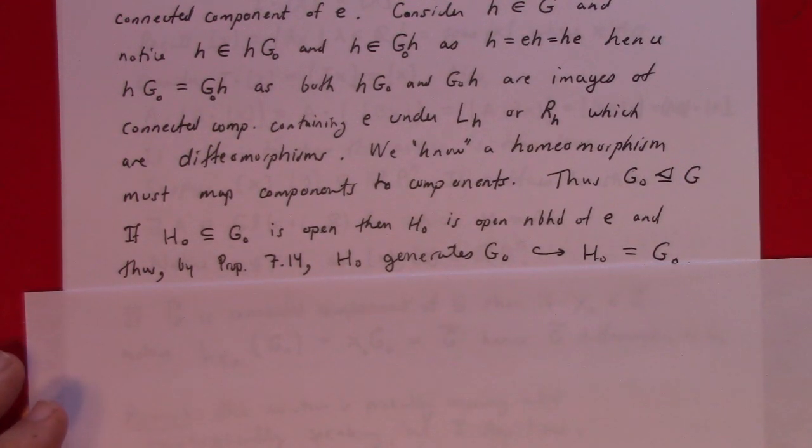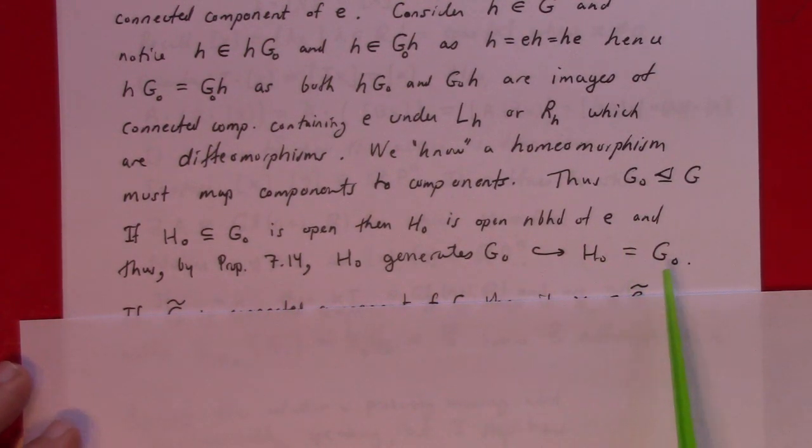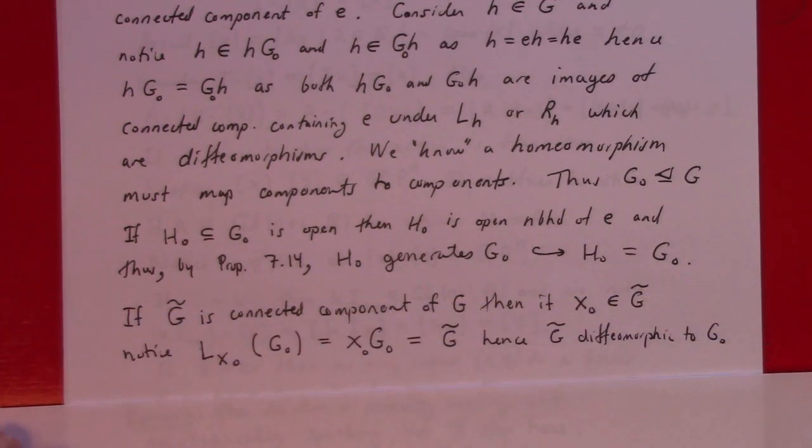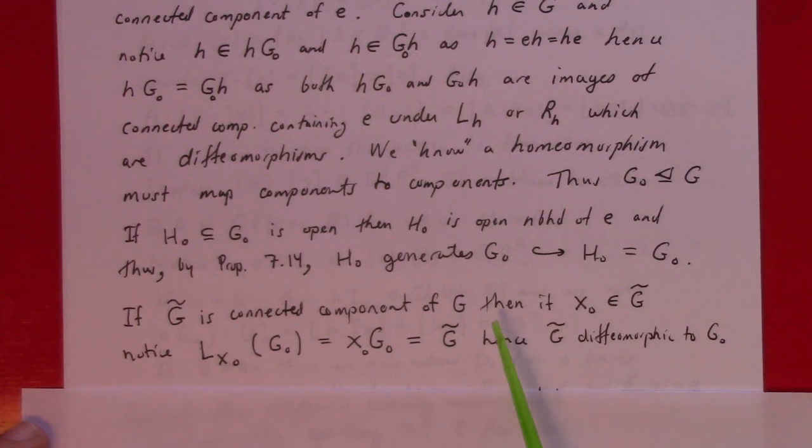And if H naught is a subset of G that is open, then H naught is a neighborhood of e, and then by proposition 7.14, H naught will generate G naught, which means H naught must be equal to G naught. And so essentially, if G tilde is a connected component of G, and x naught is an element of G tilde, then the left multiplication of G naught is x naught G naught equal to G tilde. Hence, G tilde is diffeomorphic to G naught.